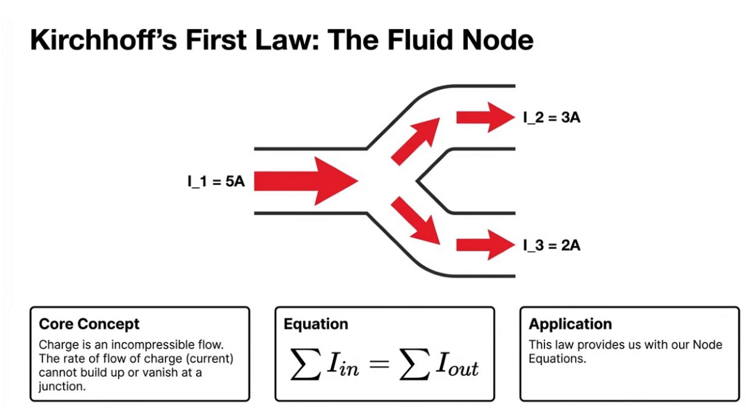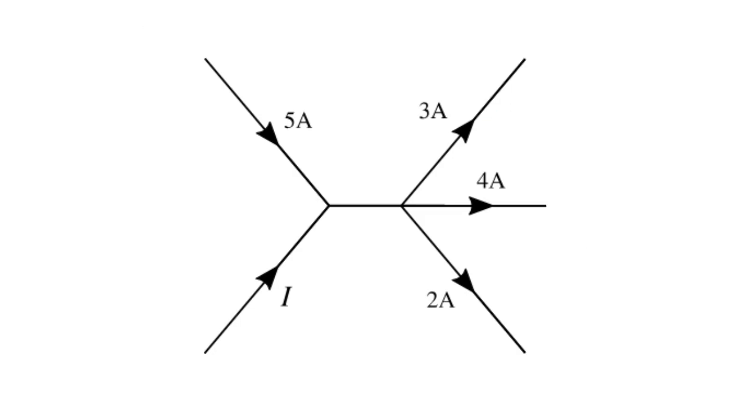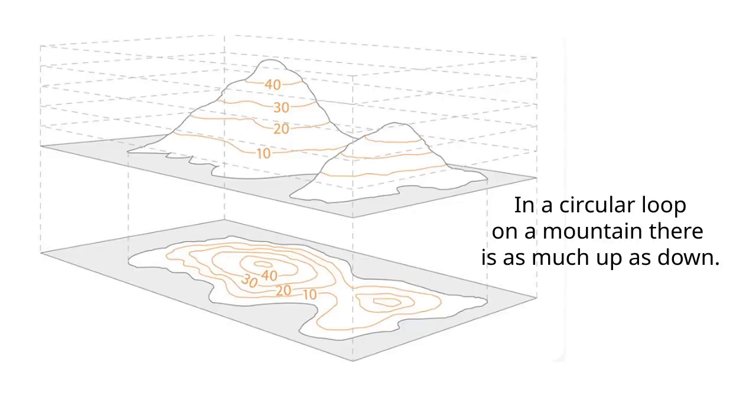The sum of the currents entering the node equals the sum leaving it, which is the fundamental principle behind the node equations we use in circuit analysis. This ensures that all currents are accounted for and helps maintain balance in the system. Can you work out the missing current I?